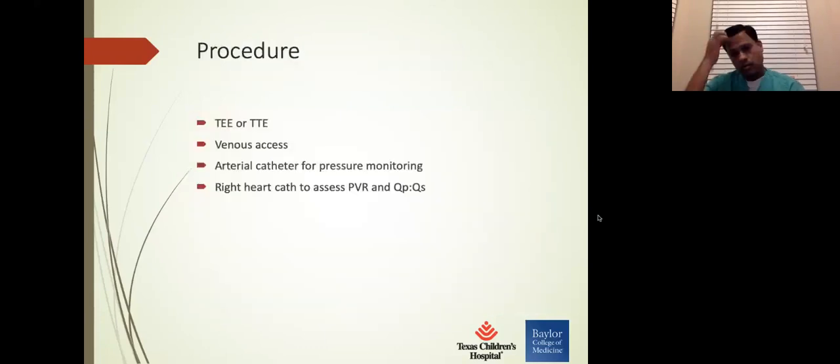So the procedure itself, depending on what is available in your lab, trans-esophageal echocardiogram, TTE, or ICE, either of those is essential for this procedure. We just use venous access. We also do arterial access for pressure monitoring, although it is not absolutely necessary. And then you do right heart cath to assess pulmonary vascular resistance and Qp:Qs.